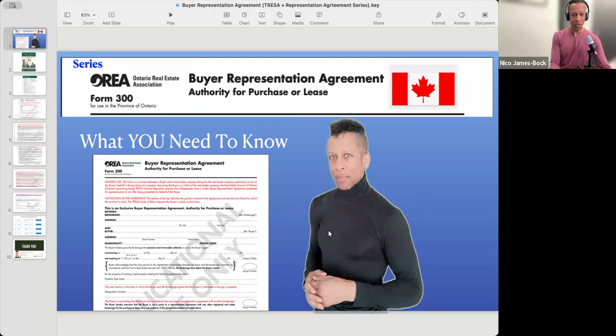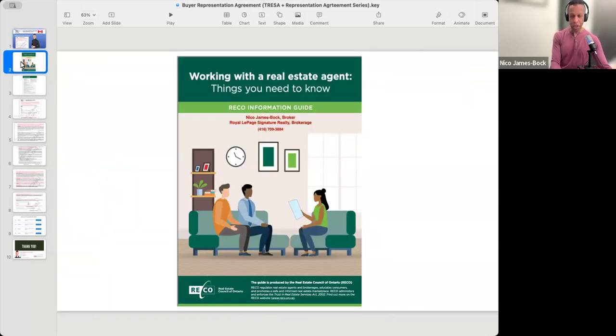The Buyer Representation Agreement is the document that establishes a relationship between a buyer and the real estate company. Before the buyer signs such an agreement, the designated representative is to present the buyer with the RECO Information Guide.